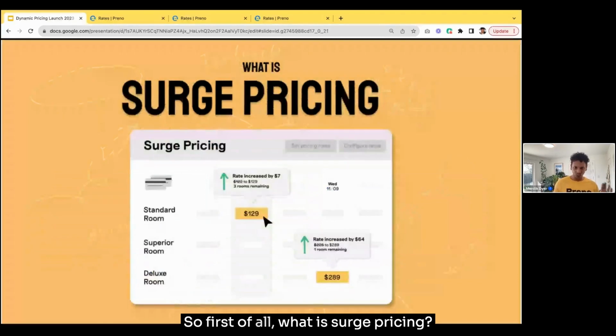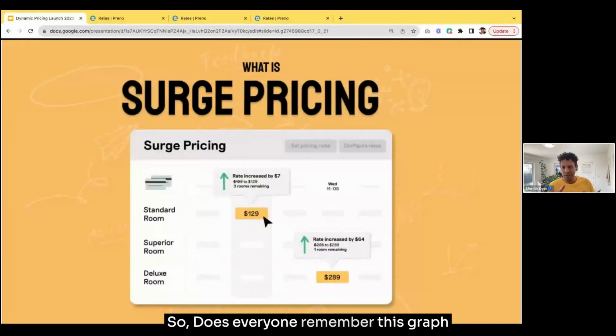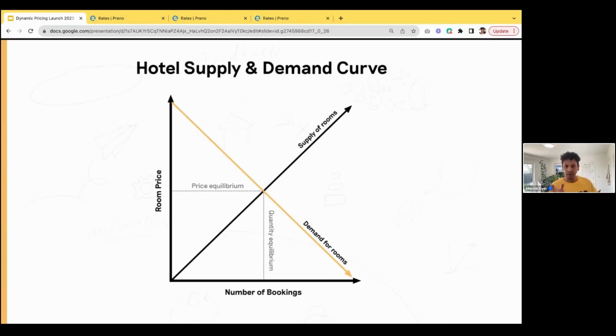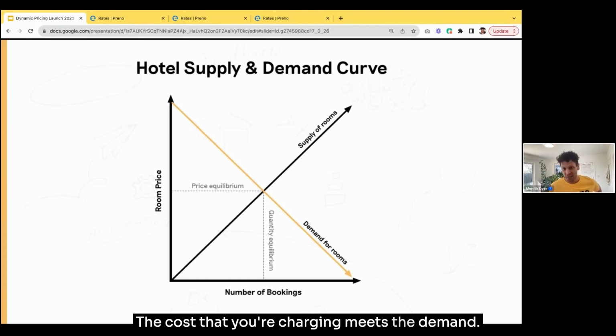So first of all, what is surge pricing? Does everyone remember this graph from back when you were at university? I think this is Economics 101. But basically, you had this beautiful graph where you've got supply on one side and demand on the other. And what you want to do as a small business is make sure you're hitting this price equilibrium, where the price that you're charging meets the demand.